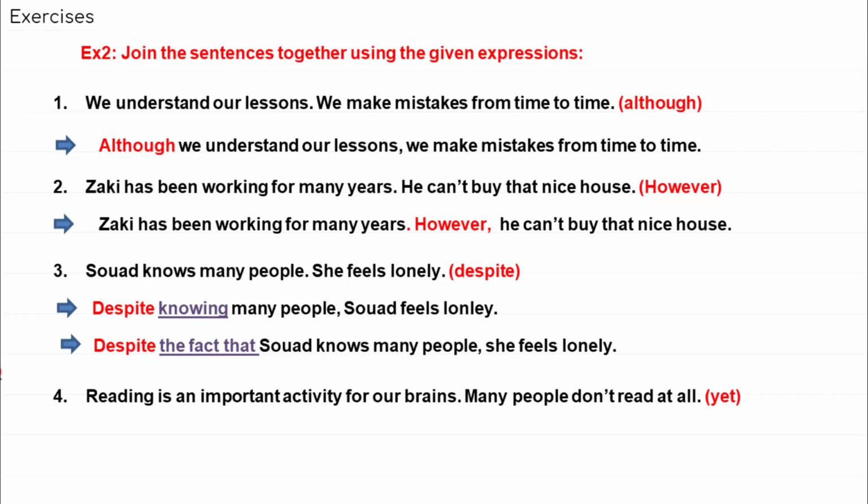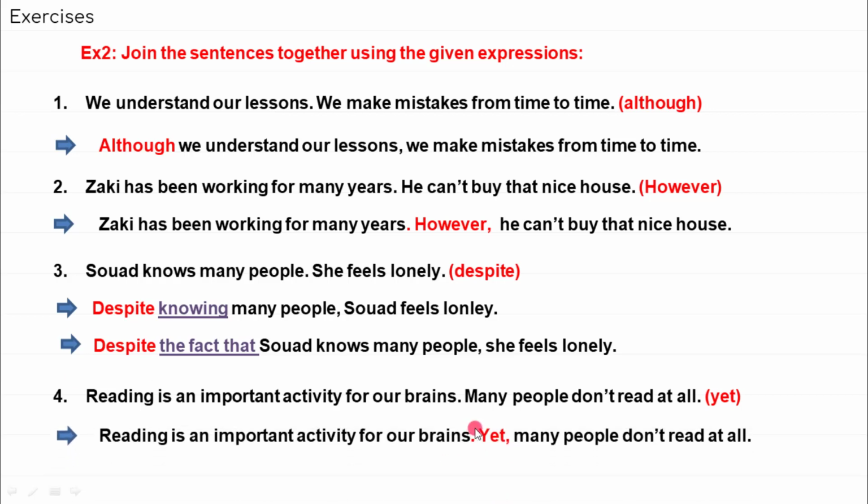Number 4. Reading is an important activity for our brains. Full stop. Yet, comma, many people don't read at all.